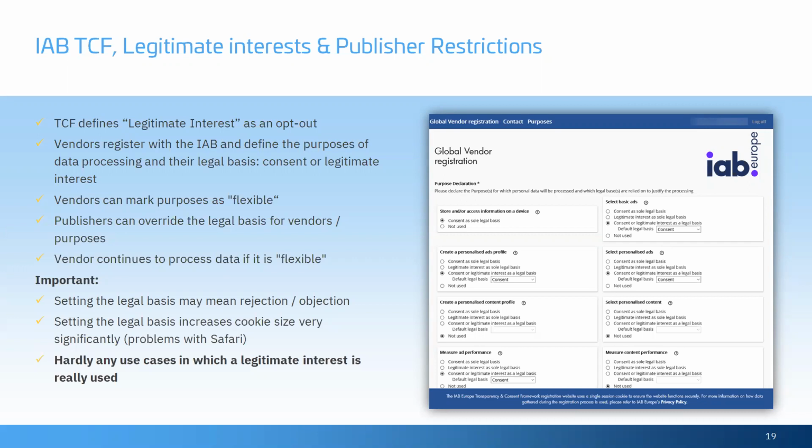Also, if you use publisher restrictions, so if you tell the vendors what to do, it massively increases the cookie size. The TC string that's created will then include more information, which is not stored in an optimal way. So the consent string will get bigger and bigger. The problem there is that especially the Safari browser has a maximum of 4 kilobytes for cookies, all cookies from the same domain together.